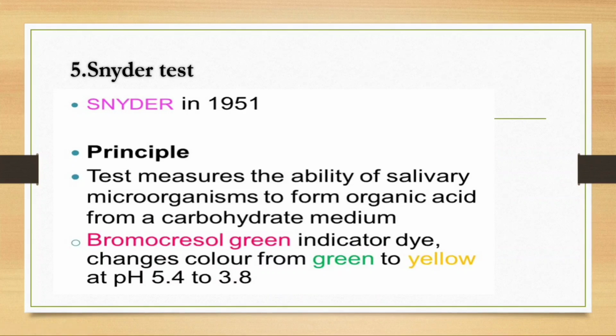When pH is 5.4, it is green. When the pH is 3.8, it is yellow. So if the indicator dye, that is bromocresol green, is not there, we will not be able to understand the change of pH. But when we put the dye, the color of the solution will change so that it is easily visible and measurable.